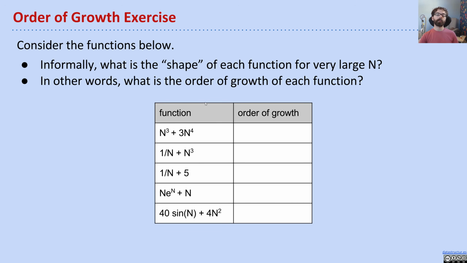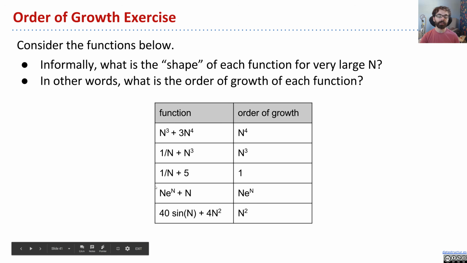Before I tell you what Big-Theta is, I want you to tell me what is the order of growth of these 5 functions. In other words, what's its shape? I'll give you a chance to think about this, and I'll tell you my answers. Okay, so my answers are n to the 4th, n cubed, 1, n times e to the n, and n squared. Before we get to Big-Theta, let me just talk about these last 3 here.